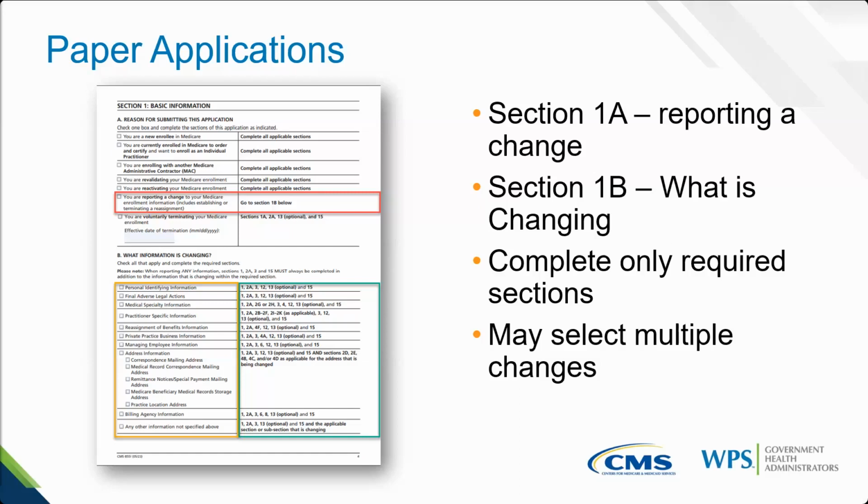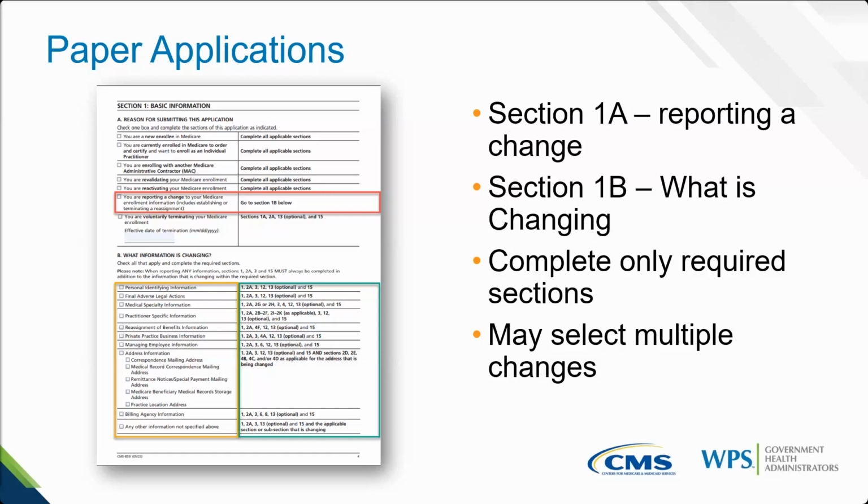Once you have selected the items, the next column, which is highlighted with a green box, has a list of different sections. For instance, for personal identifying information, it's telling you that you need to complete sections 1, 2A, 3, 12, 13 is an optional section, and then 15. Those are the sections that we have to have. You'll notice there's some overlap. That doesn't mean you have to fill out multiple section 1s, multiple section 2As.